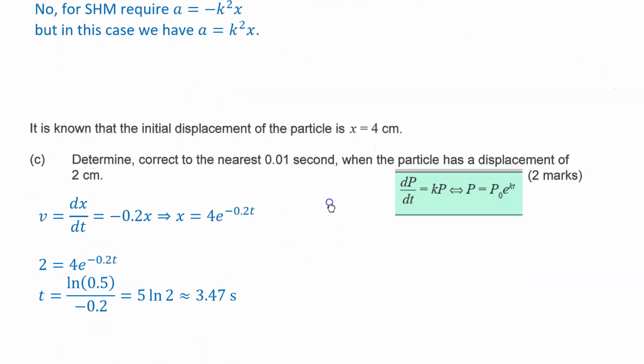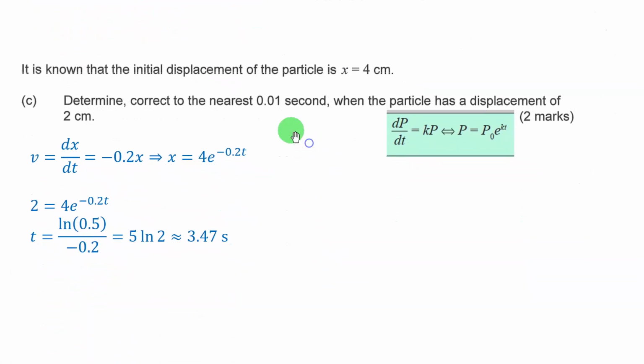So, part C. It is known that the initial displacement of the particle is 4. Determine, correct to the nearest 0.01, the time when the particle has a displacement of 2. So, we take the initial equation that v is equal to negative 0.2x, but replace v with dx/dt, and we see we've got another differential equation here. Now on the formula sheet, if we see this, it tells us we can use that. So that's what we can do. From this, our first mark will be to simply write down that x is equal to 4e to the negative 0.2t. And then for the last mark, we need to solve this for x is equal to 2.